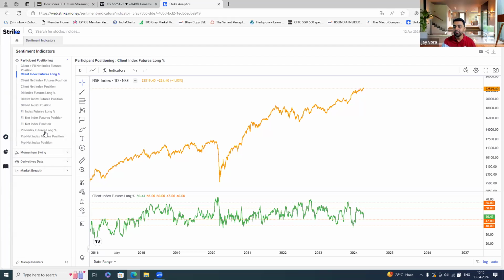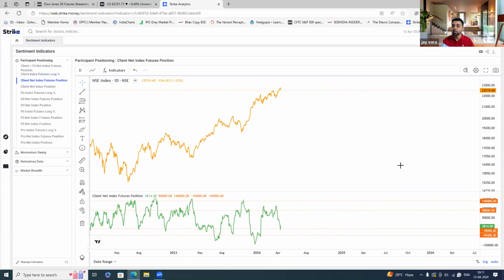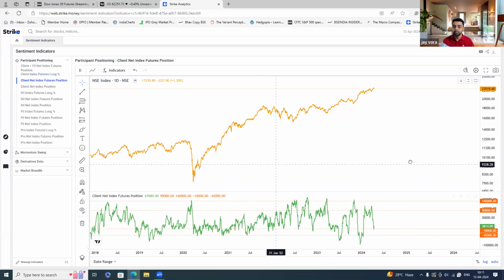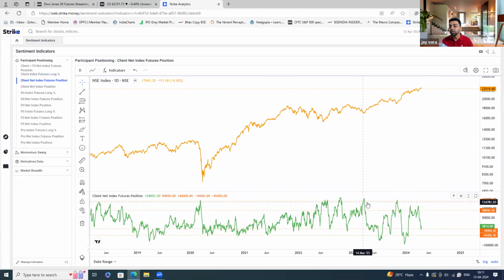The prop trading, we don't focus much because mostly these are hedge positions, so they don't give us much insight. But I'll run you through clients, then FIIs and DIIs net index future position, because that works very well. Now if you see the client positioning in the index future, in the past the range has been from 90,000 contracts, this is positive I'm talking about. So when they are net long by 90,000 contracts or 1,40,000 contracts, that's where typically a bottom occurs.